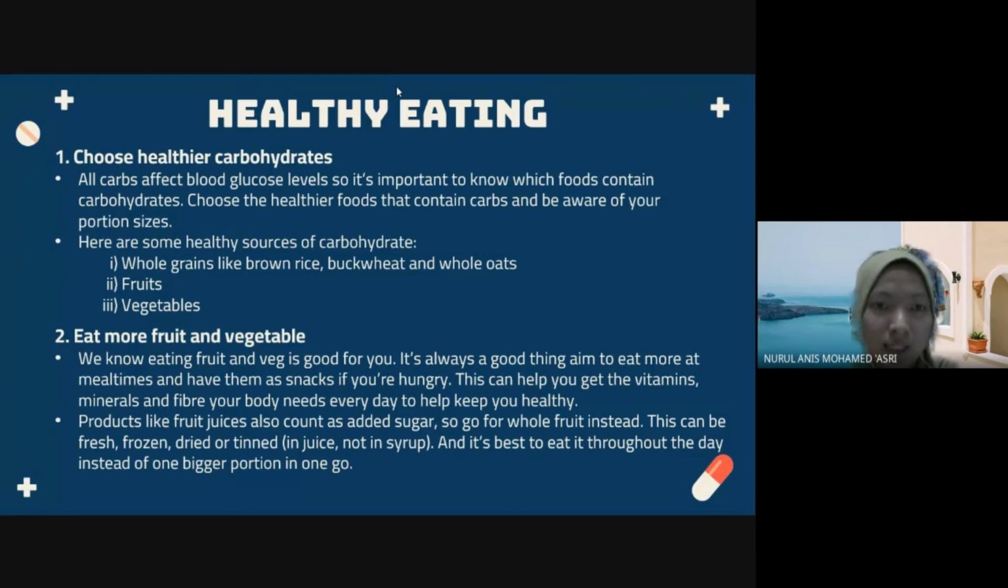So for healthy eating, Mr. Siva should choose healthier carbohydrates, such as whole grain like brown rice, buckwheat, oats, fruits and vegetables. He should also eat more fruits and vegetables, as this could provide the vitamins, minerals and fiber the body needs every day to keep healthy. Next.